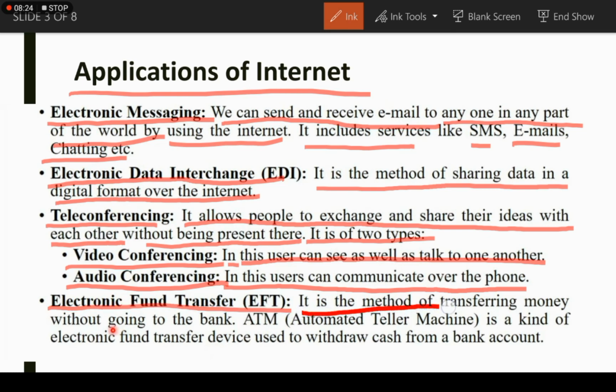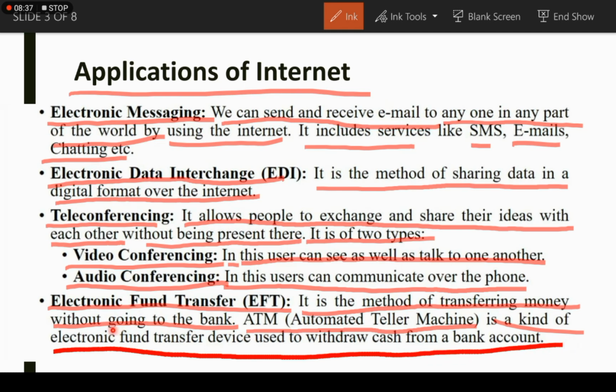The last one is electronic fund transfer. It is the method of transferring money without going to the bank. Your ATM, which stands for automated teller machine, is a kind of electronic fund transfer device used to withdraw cash from a bank account. Electronic fund transfer also means that if you are using your bank with the help of mobile banking or internet banking, this is a part of electronic fund transfer.